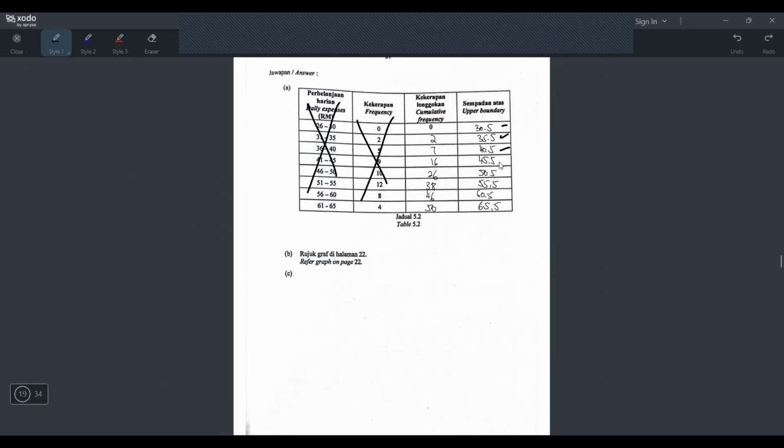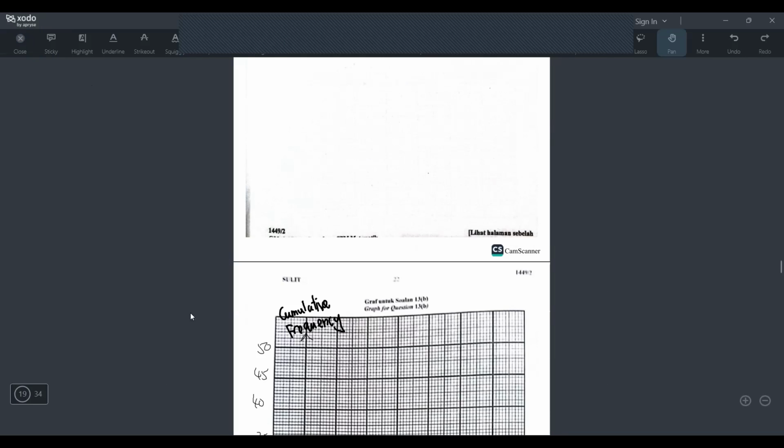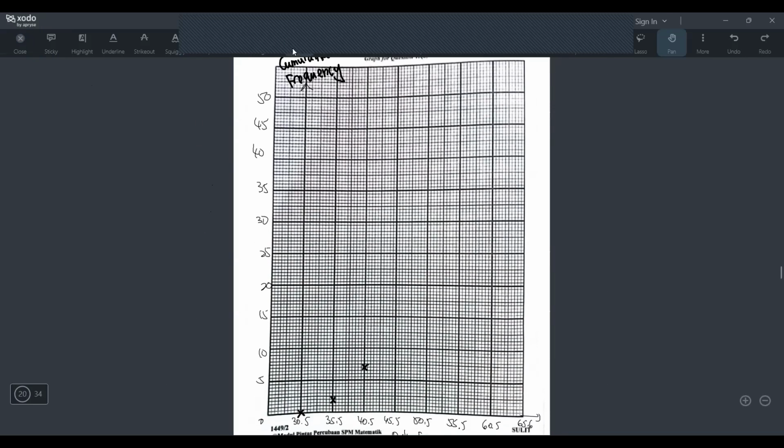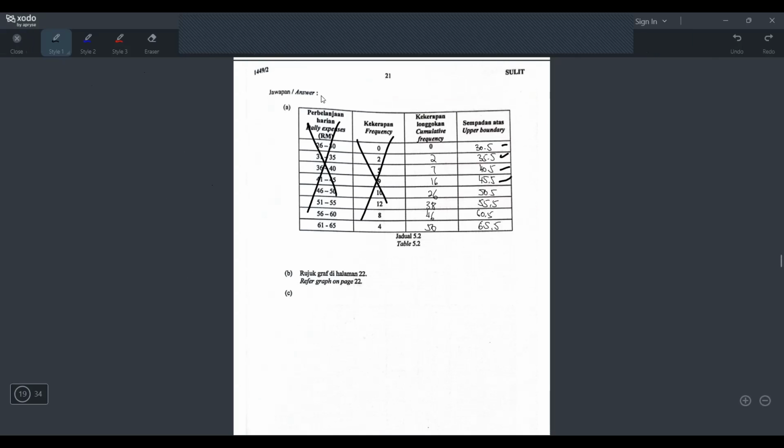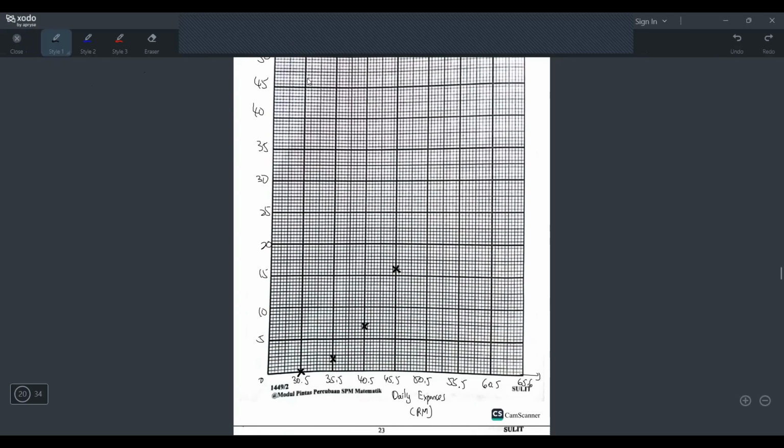The next one is 45.5, 16. 16 is 15 go up 2 small boxes. Why 2 boxes? Because 15 go up 1 is 15.5, so go up 1 more, you will get 16. Okay, so that's how you do it. Next one, 50.5, 26. 50.5 is this one. 26 is 25 plus 2 small boxes.